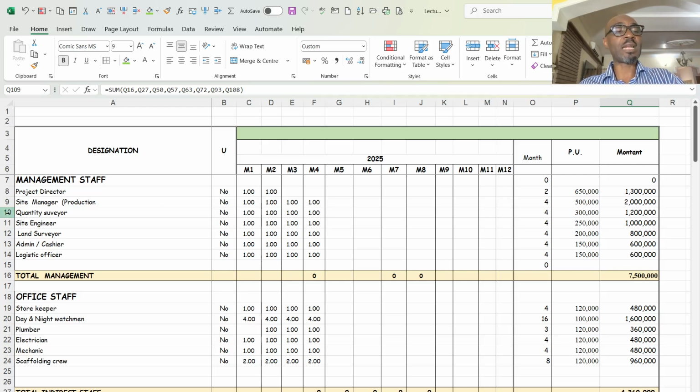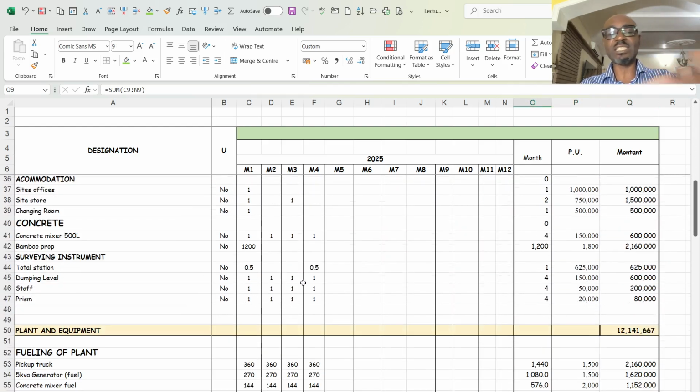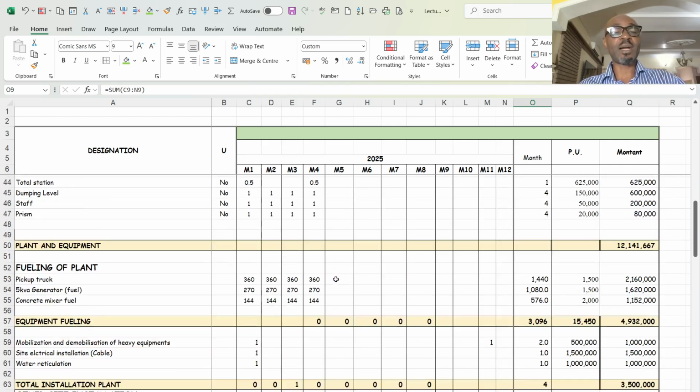So like the quantity surveyor is just one. He is going to stay month 1, and all that is 4 months, and his cost is 300,000. So for the duration of the project, the time he is going to stay on the project is 1.2. Then the site manager, his cost is 500,000. Duration is going to spend 4 months. So also every one of these things is distributed in this manner.